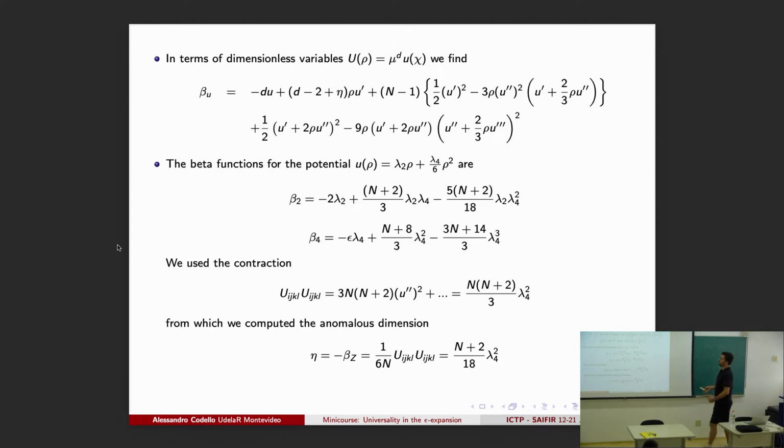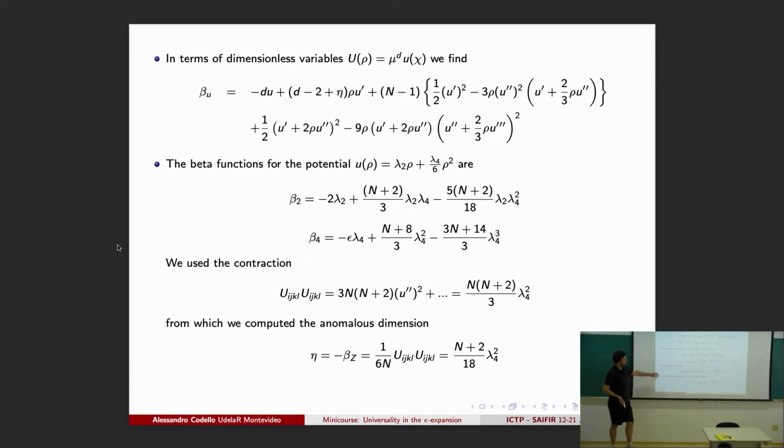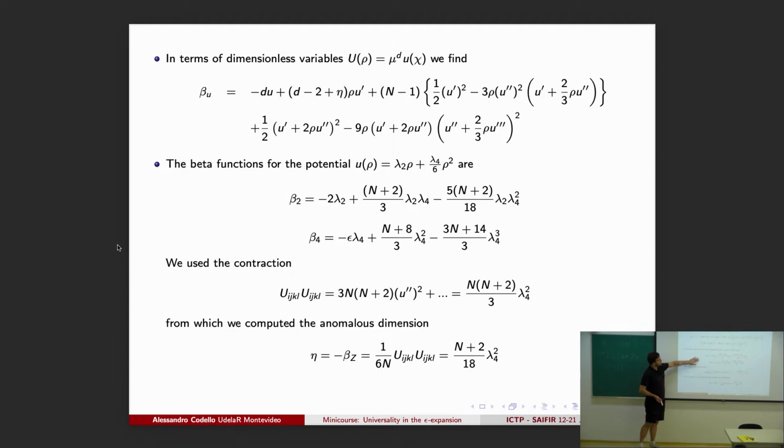Now you can do the step of going to the beta functions. In particular, just as a standard application, we take the potential that has a mass term and a quartic coupling. You plug them inside, and this will generate all the combinatorial factors that normally come out from the analysis of the diagrams. Here they are all generated by basically computing these products of U and these traces, which are the general formula for the beta function. You use this contraction and you find all the relations.